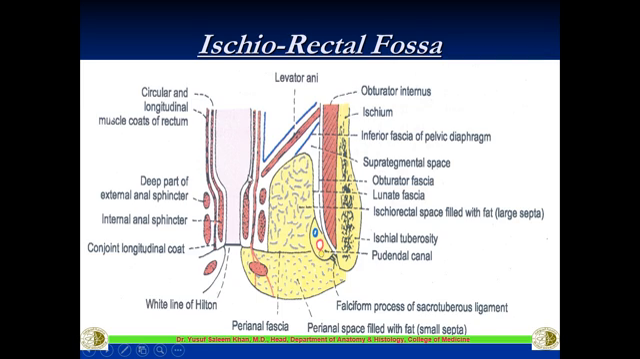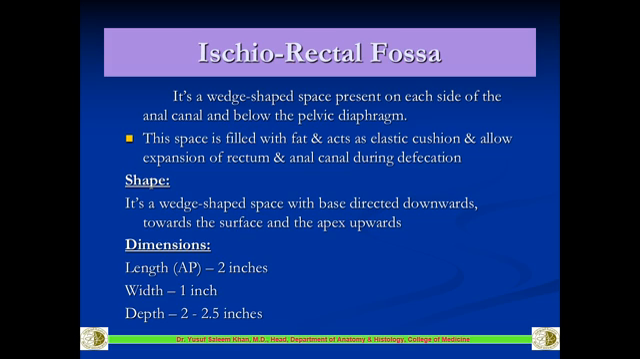So here is the anal canal. During defecation it has to expand. Whenever it tries to expand, it will push this fatty area, and then it has a cushioning effect, and because of this cushioning effect on either side, this anal canal can expand to a large extent. Okay, so this helps. The main content is fat, and this helps in the elastic cushioning effect, which in turn helps in the expansion of the rectum as well as the anal canal during defecation.